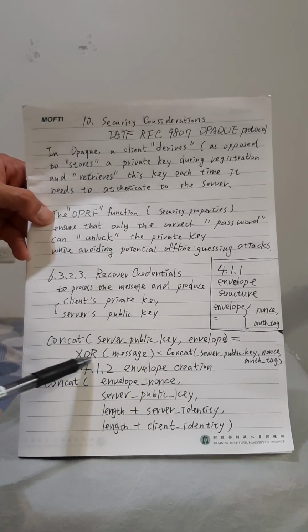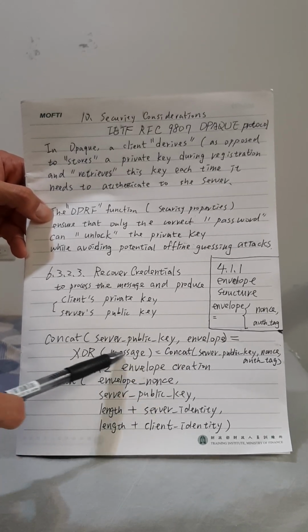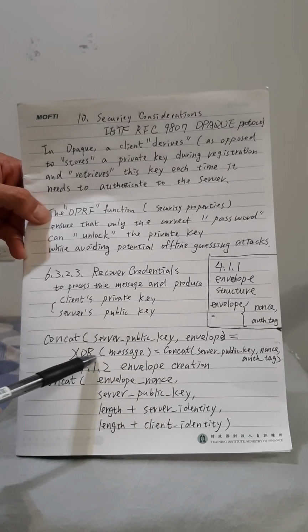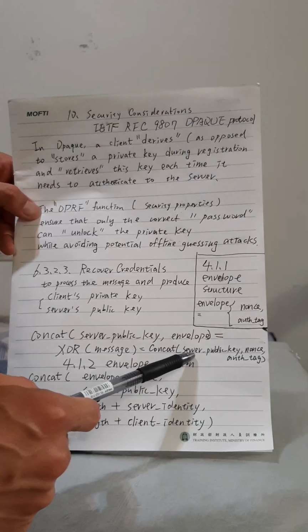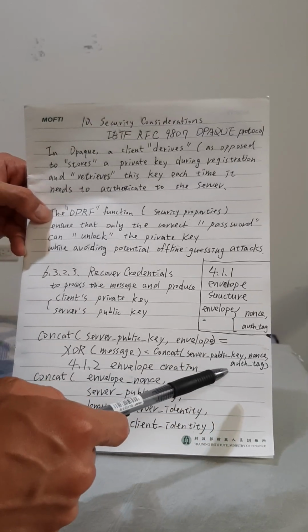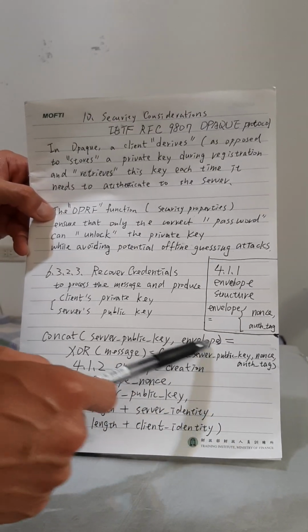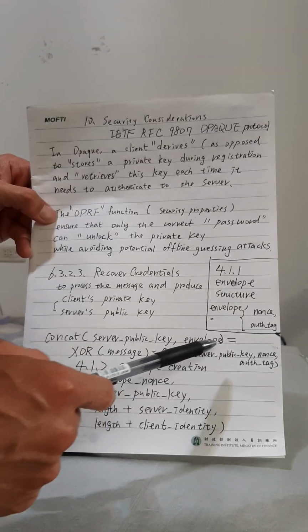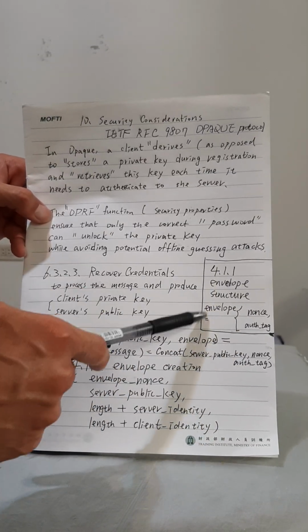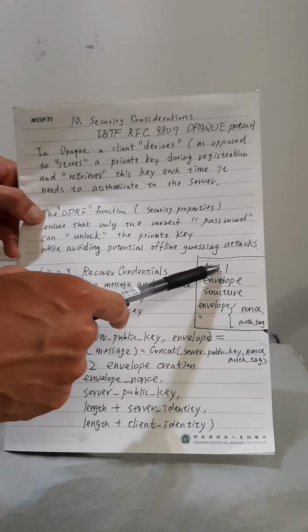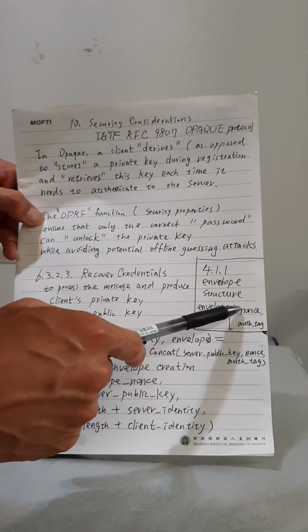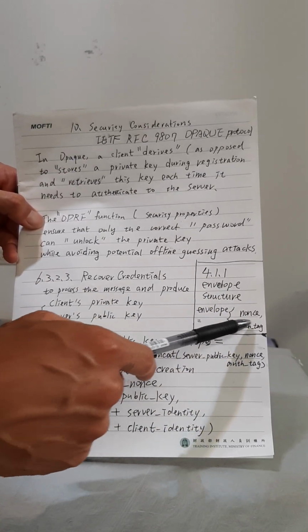After decryption, the output of the XO function is a concatenation of the server public key and envelope. The structure of the envelope is defined in section 4.1.1. The structure is a nonce and an auth stack.